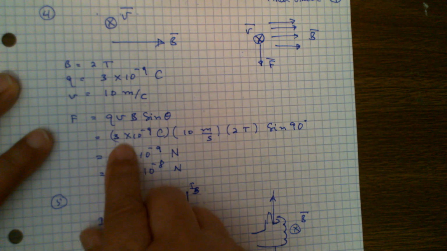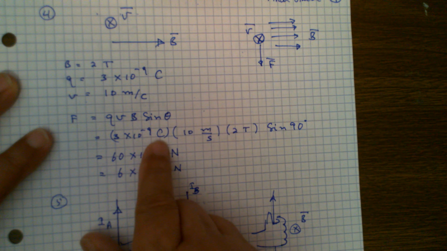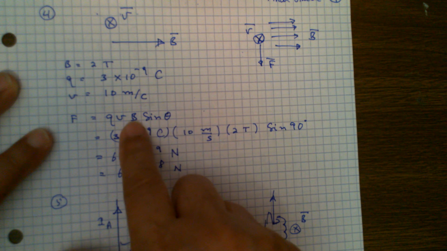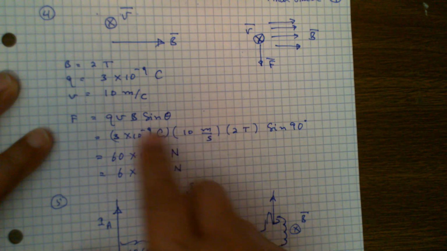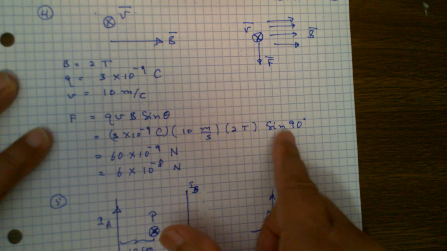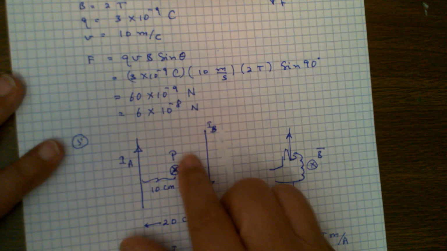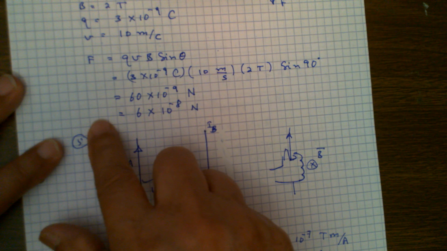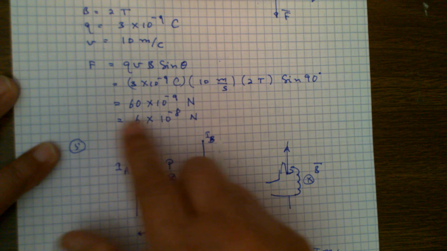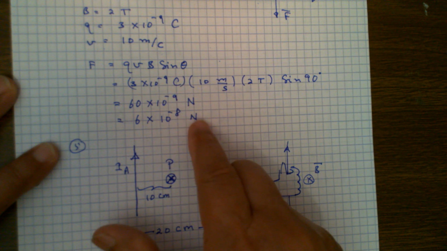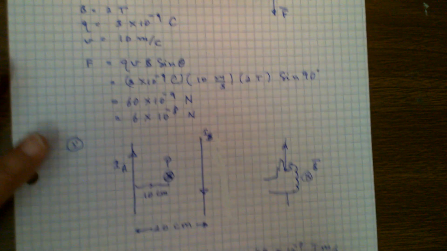Q is 3 times 10 to the minus 9 coulombs, and V is 10 meters per second. B is 2 Tesla. Sine 90 is 1. So you get the answer. The magnitude of the magnetic force is 6 times 10 to the minus 9 newtons. Okay.